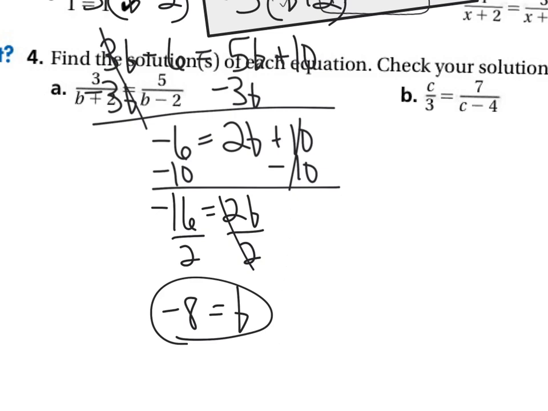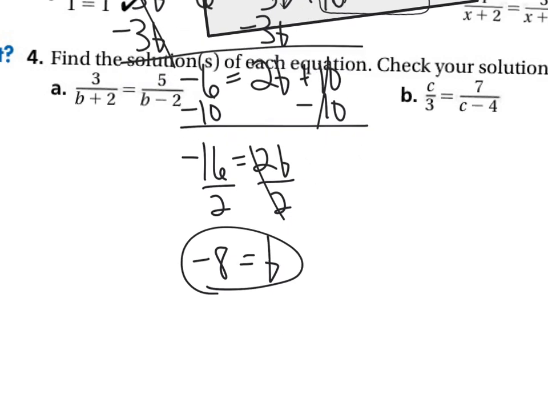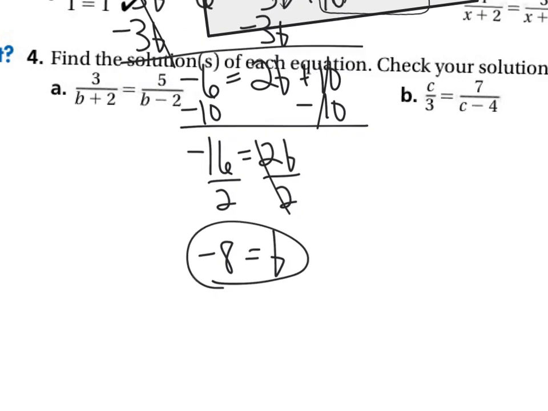Once again, to check your solution, you can substitute negative 8 in both fractions. The first one, if you do that, would give you 3 over negative 6, and the second one would give you 5 over negative 10, and both of those are equivalent to negative 1/2. So we know we've got the right answer.